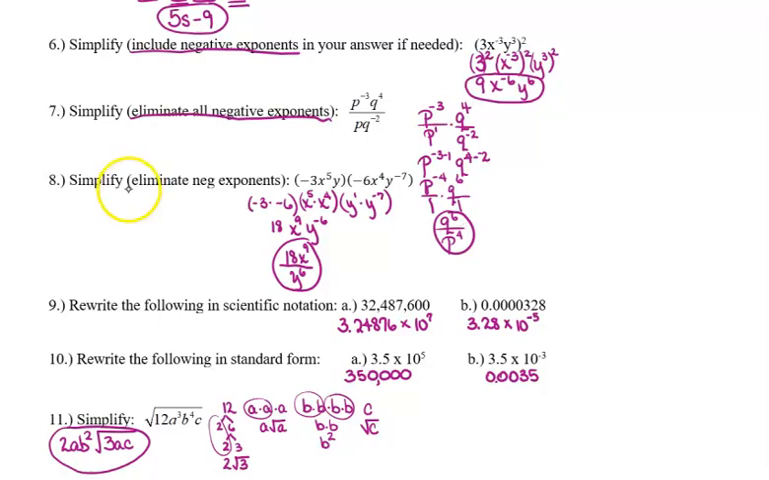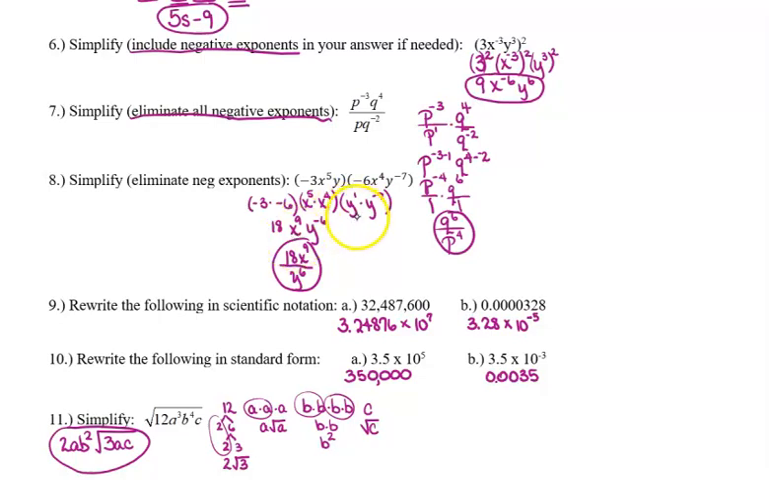All right, then for number 8, they ask us again to simplify and to get rid of those negative exponents like we did in number 7. So I'm going to put my like things together. I'm going to put my numbers together, I'm going to put my x's together, and I'm going to put my y's together. So negative 3 times negative 6 would be a positive 18. When your bases are the same and you're multiplying, remember you add your exponents. So 5 and 4 would give us x to the 9th.